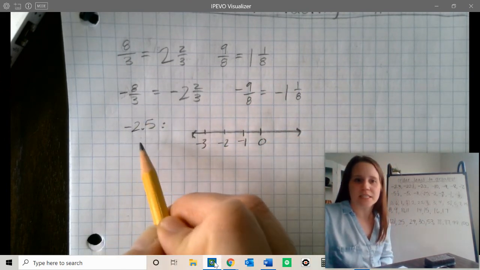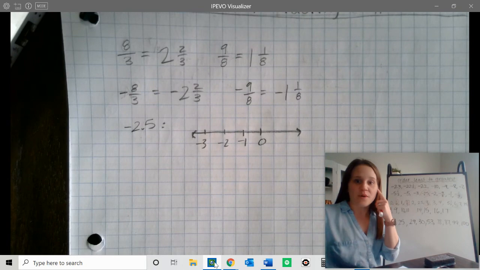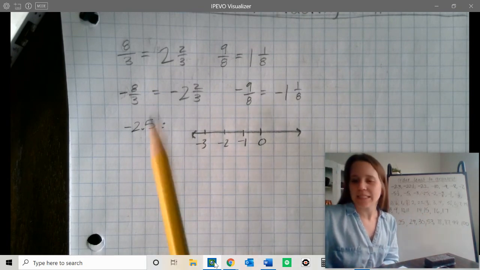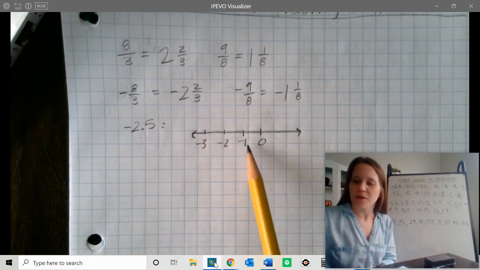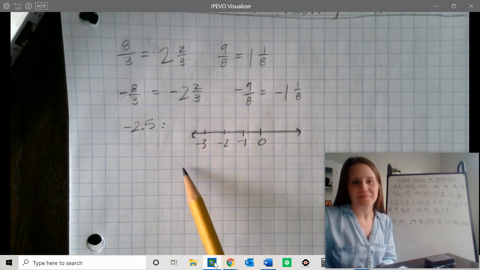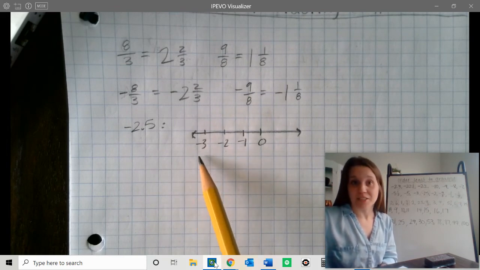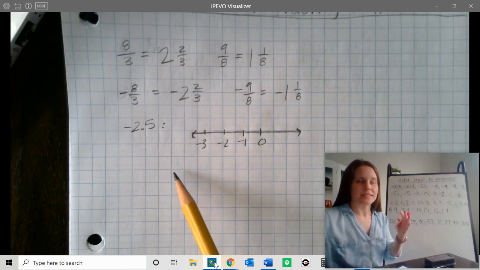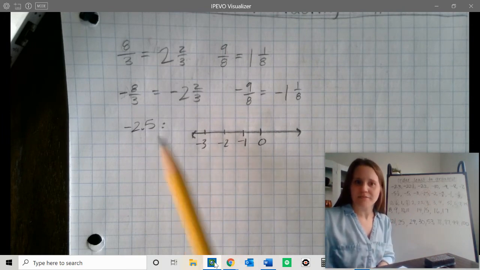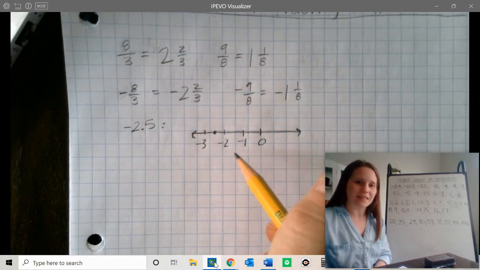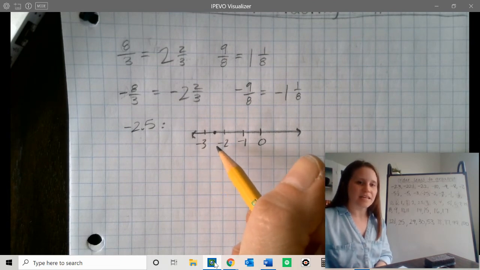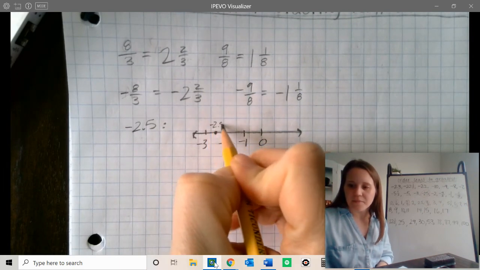And then the question is, where does this one go? I always think about this number in its positive version, its opposite. So I think about positive 2.5. Where would positive 2.5 go? Would it go between 1 and 2 or between 2 and 3? It would go between 2 and 3, right? 2.5 is actually half more than 2. So negative 2.5 is going to be between negative 2 and negative 3. It's a little farther away from 0 than negative 2 is. Okay. Here is negative 2.5.